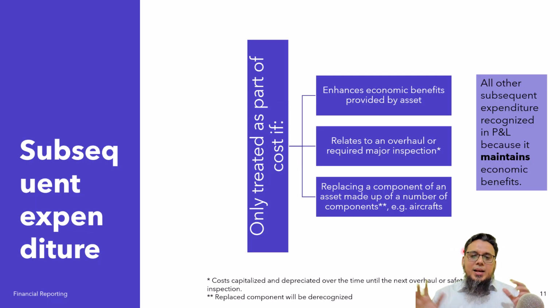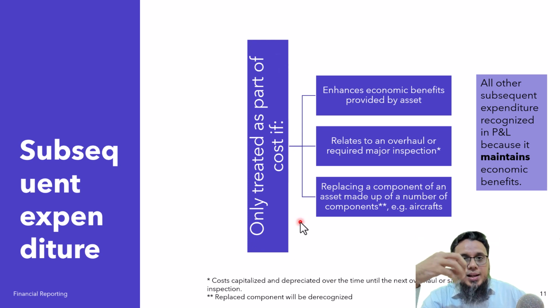Moving forward, again, I'll pause and remind that whenever we're talking about any element of financial statements, we're talking about several repetitive concepts. The first was recognition, the second was initial measurement, and then you have subsequent measurement or subsequent expenditure. Let's talk about subsequent expenditure in the context of non-current assets. Only treated as part of cost if, because you have a choice.